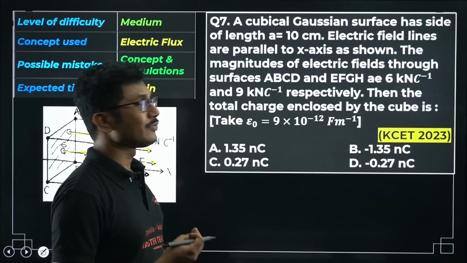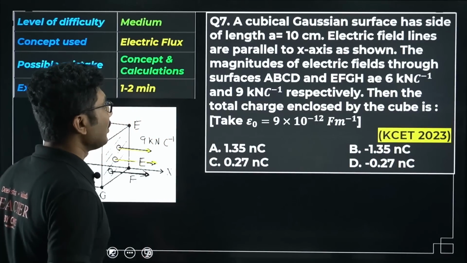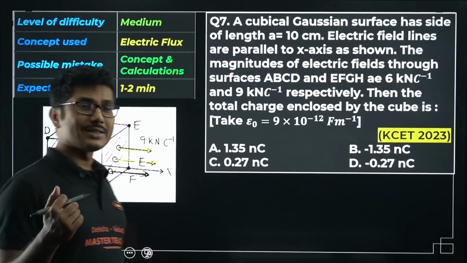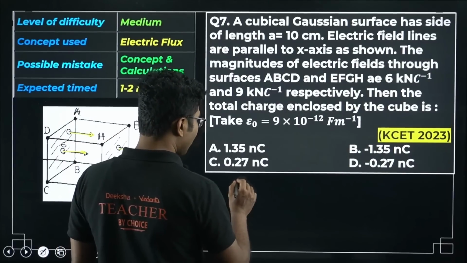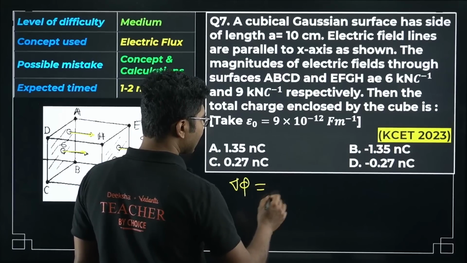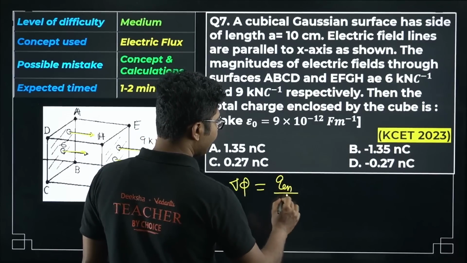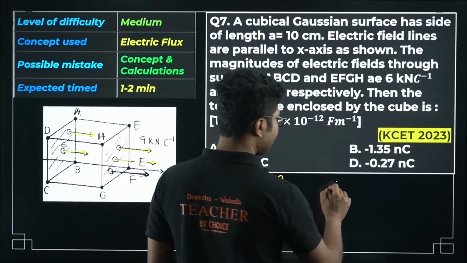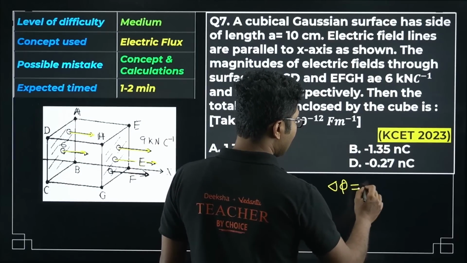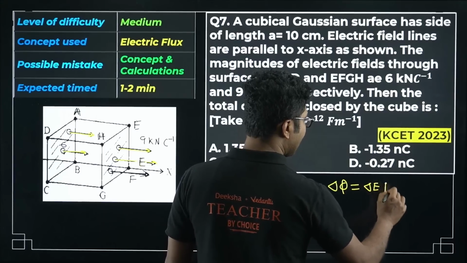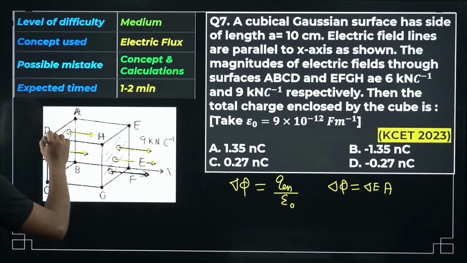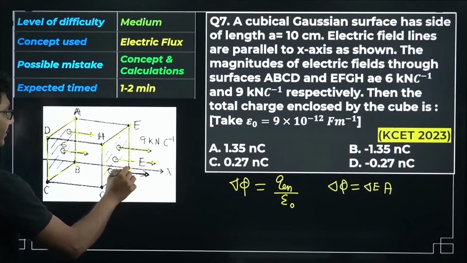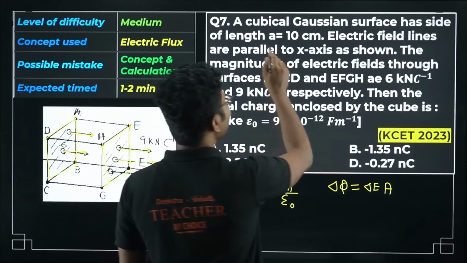The only thing you have to calculate is the flux. Electric field is given, flux is not given. We know that the net flux, delta phi, is basically Q enclosed by epsilon naught. So what is the change of flux? You have to calculate that. Change of flux is basically change in electric field into area. Area is constant in both cases. Both surfaces are part of the cube, so both will have the same surface area, and the length is given as 10 centimeter.